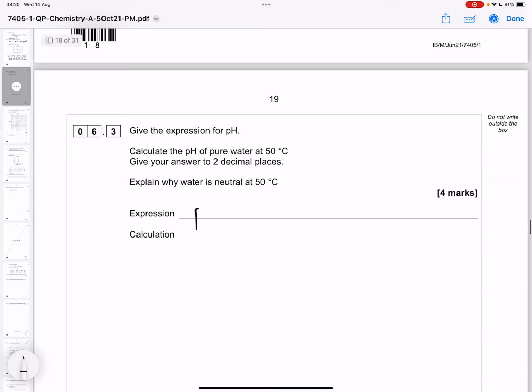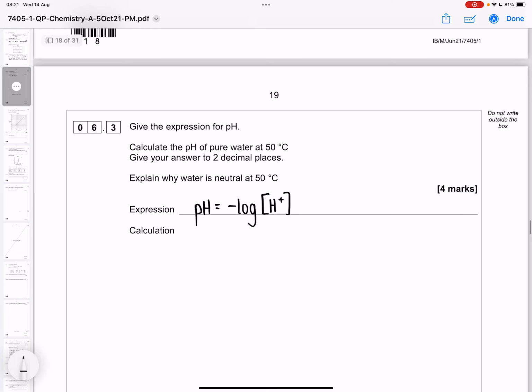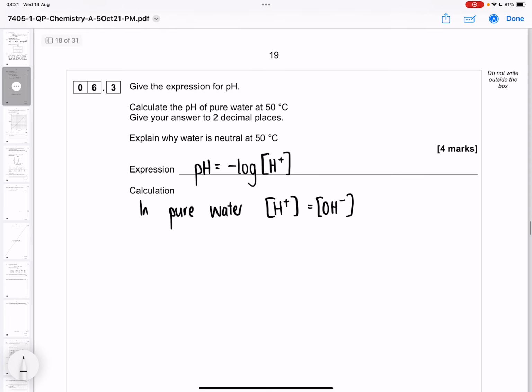Give the expression for pH, so pH equals minus log to the base 10 of the hydrogen ion concentration. Calculate the pH of pure water. So in pure water, H plus equals OH minus. So Kw equals H plus squared, and H plus equals the square root of Kw. So we need to do the square root of Kw at 50.